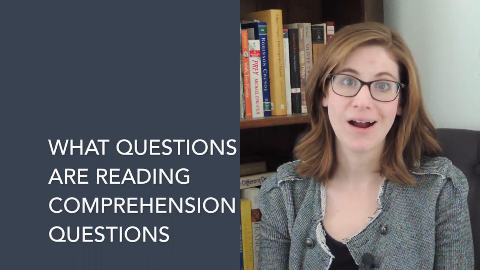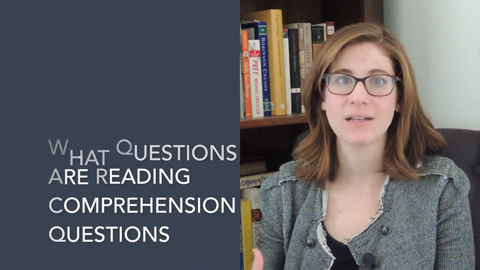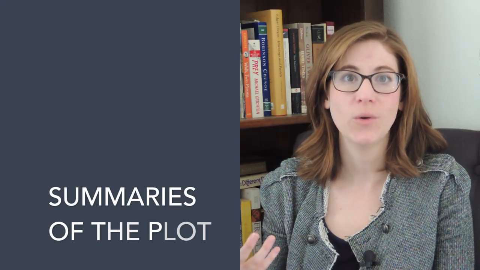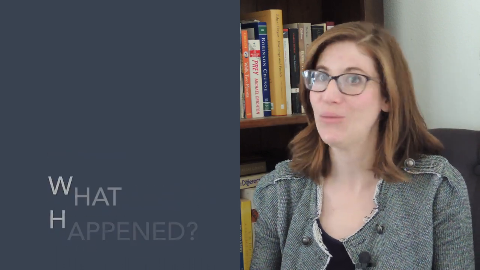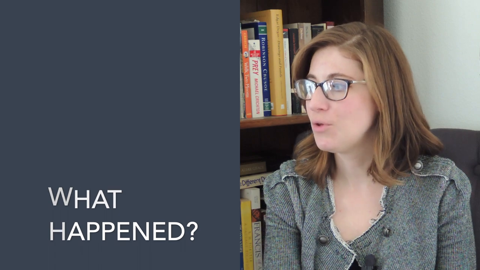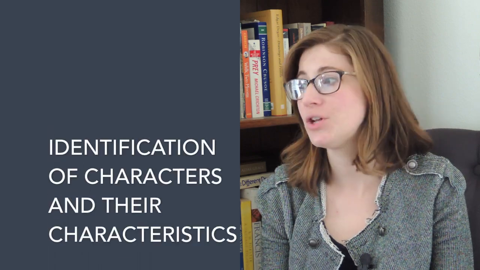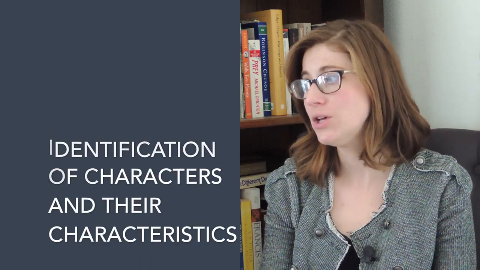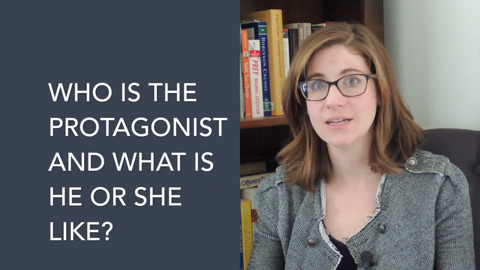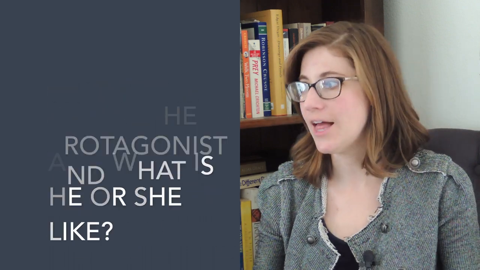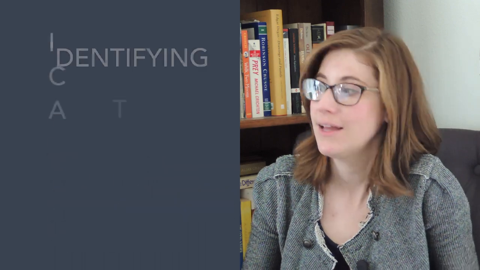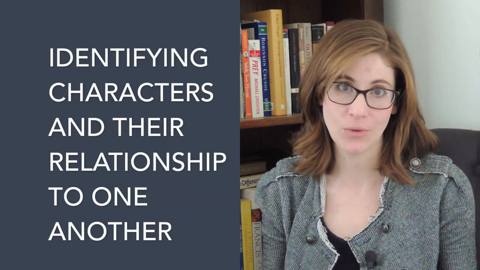What questions are asked at the level of reading comprehension that basically assess how well you understood what's happening in the book. So examples include what questions are usually summaries of the plot, i.e. what happened in the book, or summarize the plot, or what happened, right? What questions can also include identification of characters and their characteristics. So for example, who is the protagonist? And what is she like or he like? Who is the antagonist's uncle? And understanding the relationship between the characters.